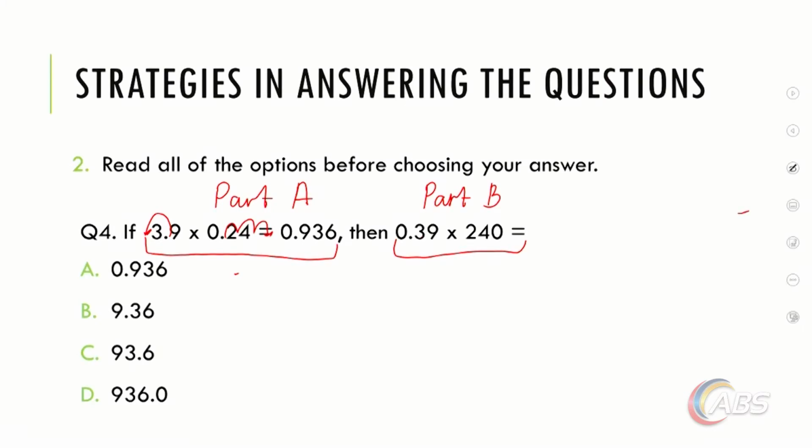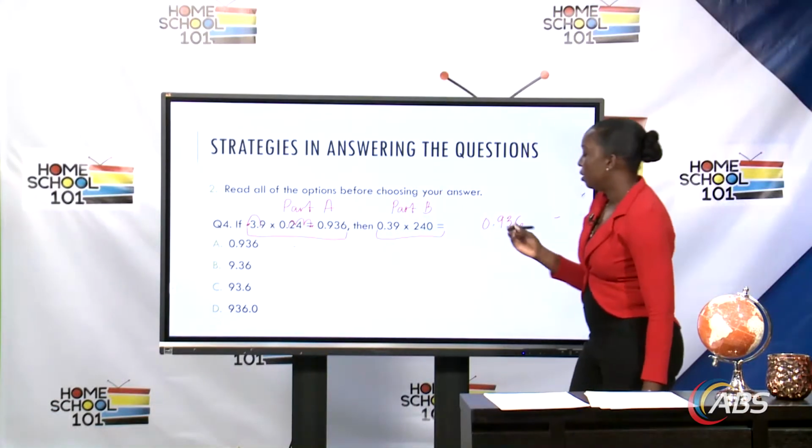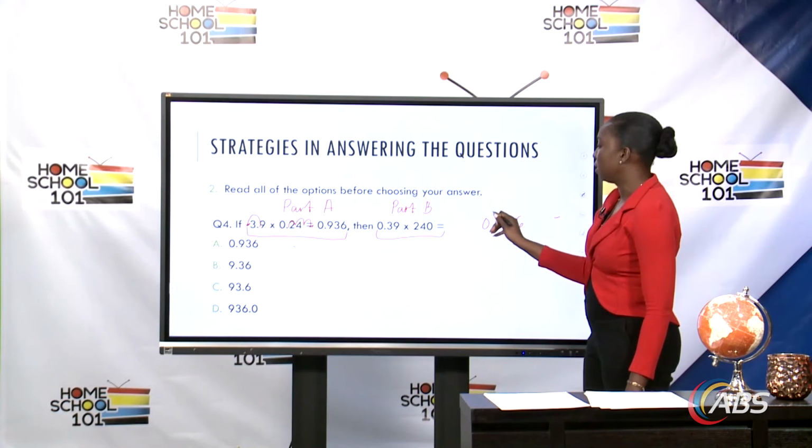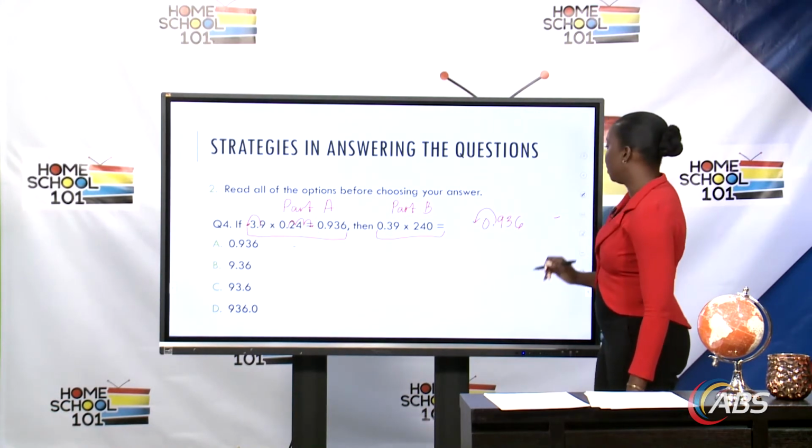So I'm just going to rewrite our answer for part A, which is 0.936. And we're going to move our point in the same way that we would have manipulated the points here. So we take the point one place left.